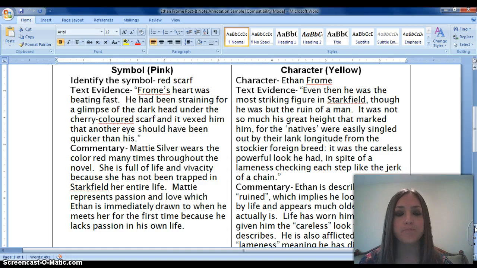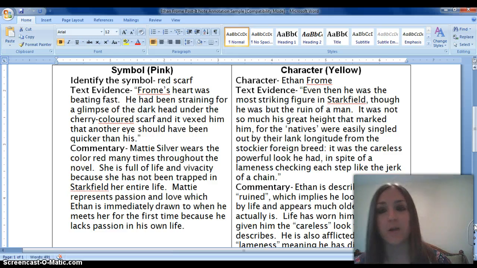For example, the opposite here that's brought up, the difference between Maddie and Ethan. Ethan lacks passion. He's not a passionate person by nature. And so Maddie really appeals to him because of that character trait. Let's look at character. Of course, the easiest character that you're probably going to find the most about is going to be Ethan himself. So the text evidence here: even then he was the most striking figure in Starkfield, though he was but the ruin of a man.